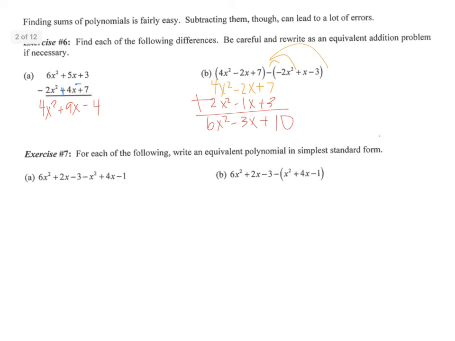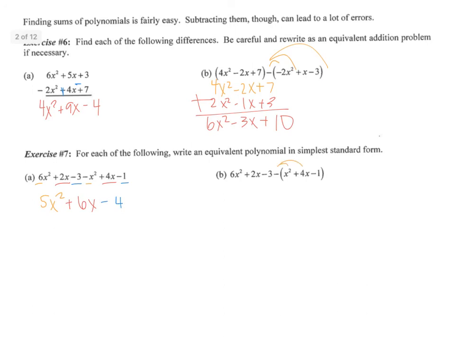For each of the following, write an equivalent polynomial in simplest standard form. So it's asking you to combine like terms and then put them in descending order. So we find all of our x squareds. 6x squared minus 1x squared is 5x squared. Positive 2x, positive 4x becomes positive 6x. Negative 3, negative 1 becomes negative 4.